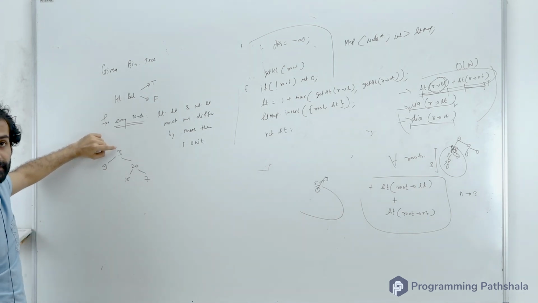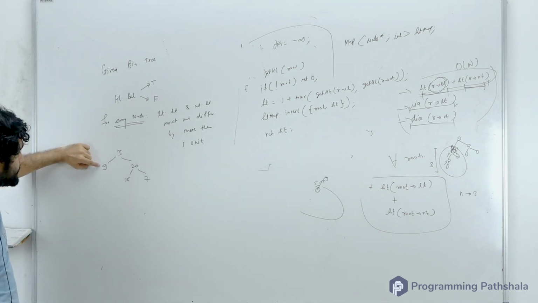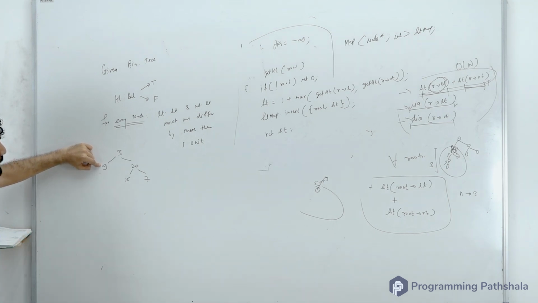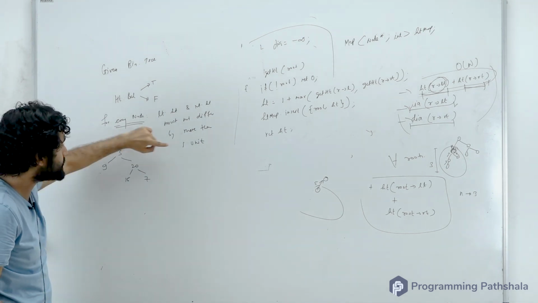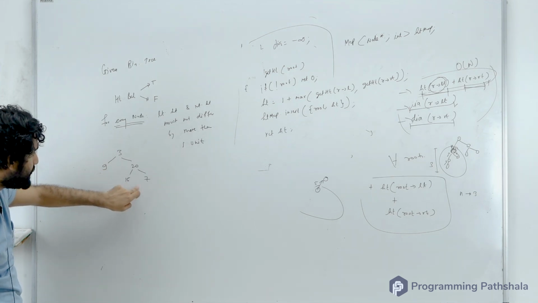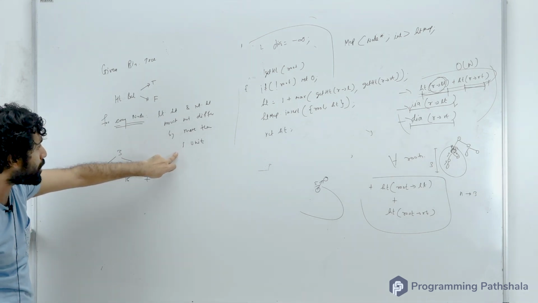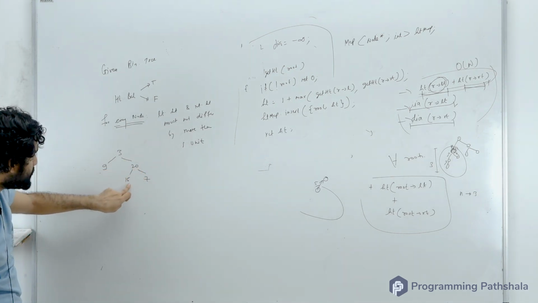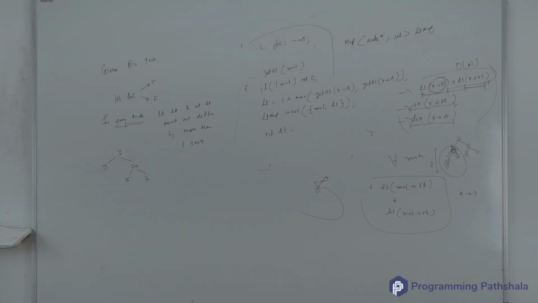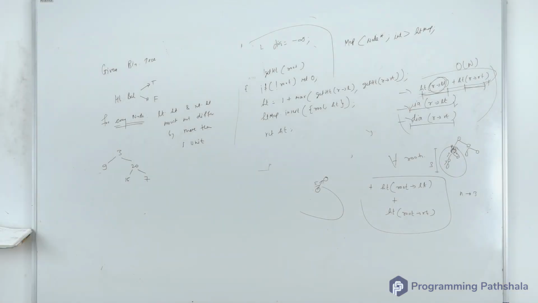Is that clear that this node does not violate? Does this node violate? No, because even for this node, the left height is 0, the right height is 0, the difference between them is 0, which is smaller than 1. Even for this node, the left height is 1, right height is 1, and the difference is smaller than or equal to 1. For this, left 0, right 0, left 0, right 0. So none of the nodes are violating that property. So I can say that this particular tree is a height balanced tree. Okay.